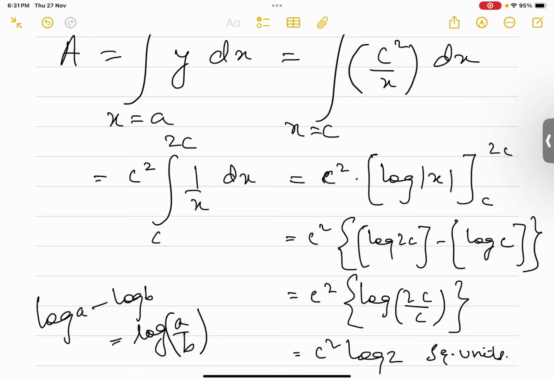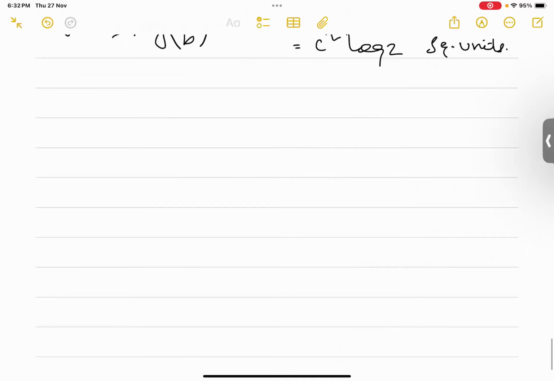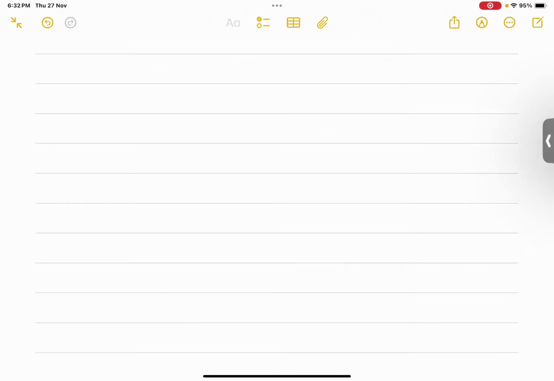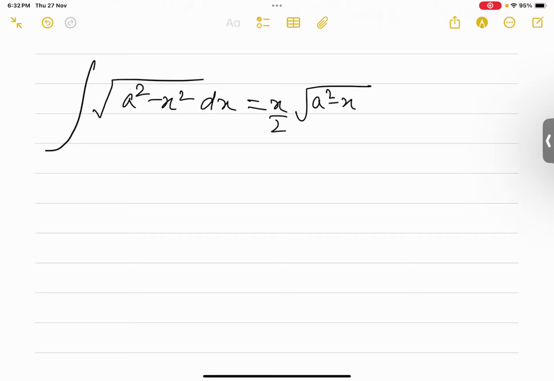Next problem. Before I teach you the next problem, this case is very important. Integration of root of a square minus x square dx. I had not given you this formula earlier in the chapter of integration; I had given only six formulas. This was not given because there was trigonometry. Copy this as it is.